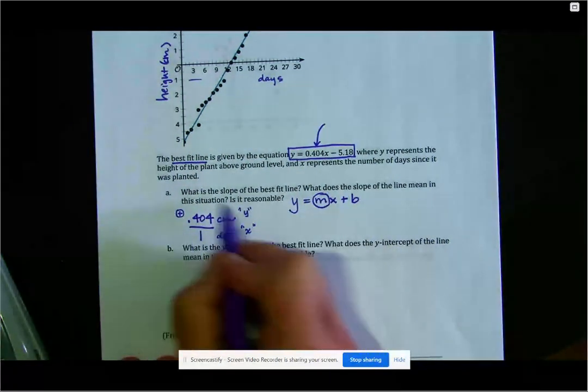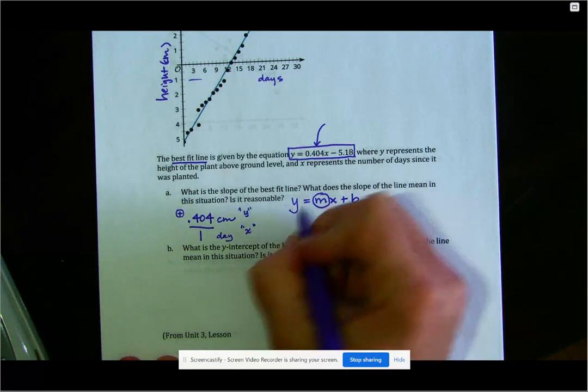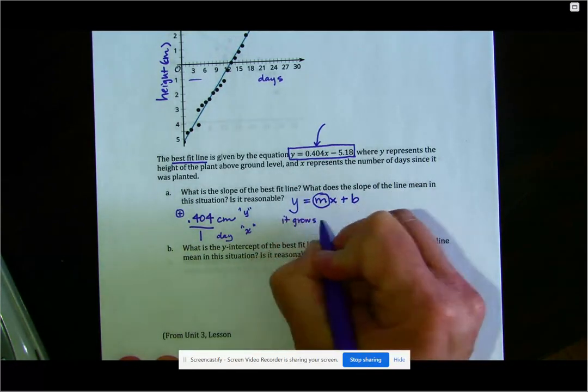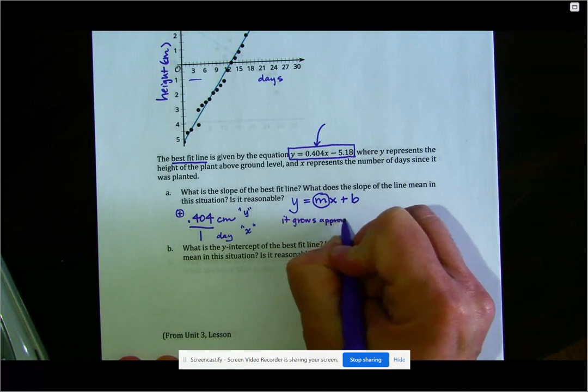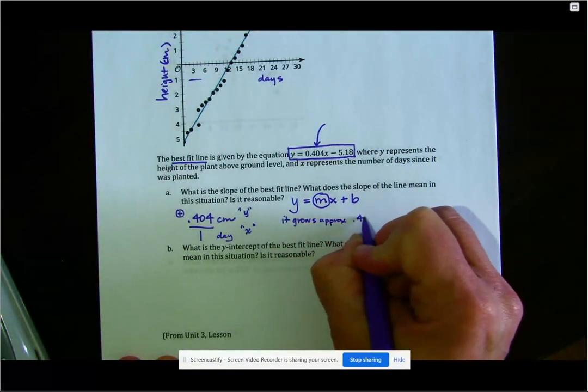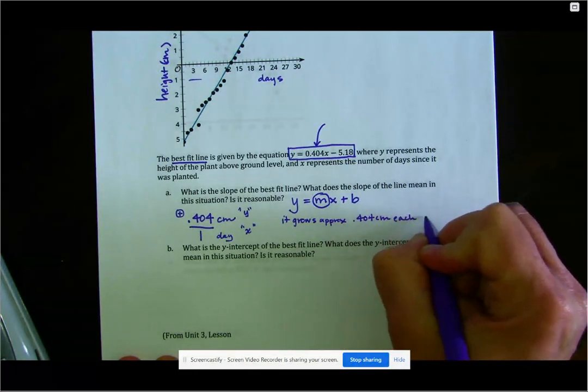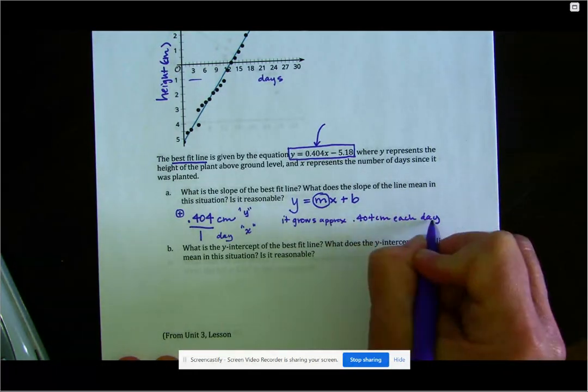Okay, but the interpretation is it grows approximately 0.404 centimeters each day, or for every day, it grows that much.